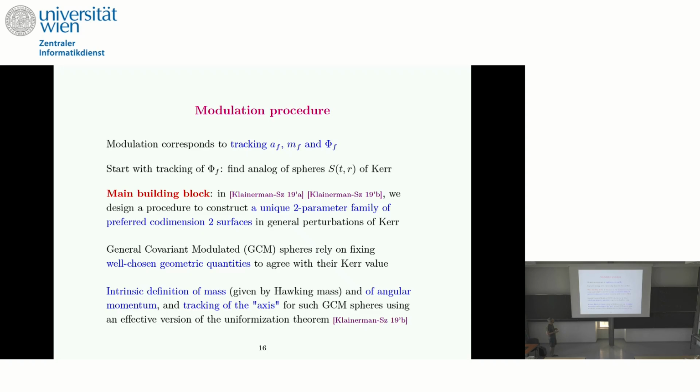As a byproduct of our construction, not only does it allow you to define the angular momentum, but for the same price, it allows you to track the final axis of symmetry of your final Kerr. In other words, even though there is no symmetry in your spacetime, you track something that will converge to the final axis. I claim that if you don't do that, you cannot actually solve the problem. This definition of angular momentum and tracking of the axis is done using a version of the uniformization theorem. I'll stop here. Thank you very much.